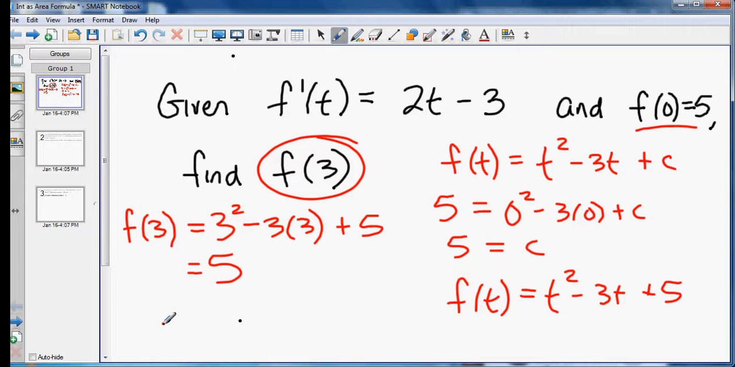But you can see that this is one way. There's nothing wrong with the way I showed you. If you're given the derivative and one point on the original, you can find the particular solution by taking the antiderivative and plugging in that point to solve for c. And then if they ask you to find another point, then you can plug that value in to your particular solution. Nothing wrong with that, but there is a faster way, and I want to try to explain how it works.